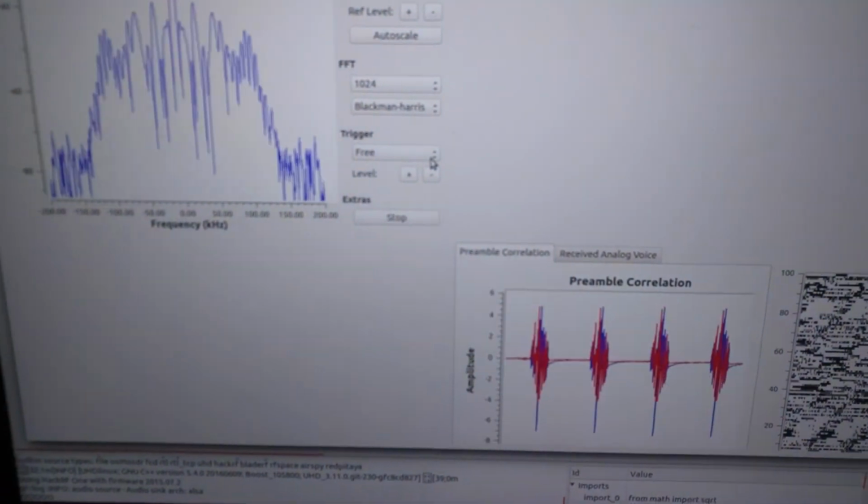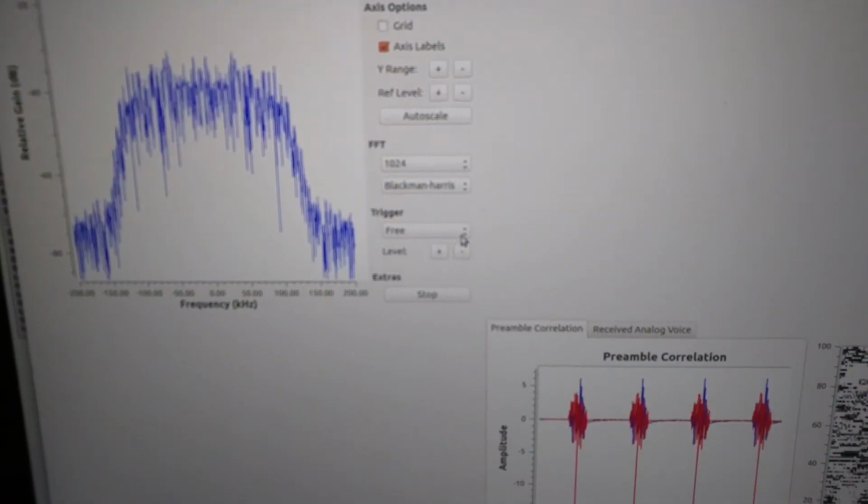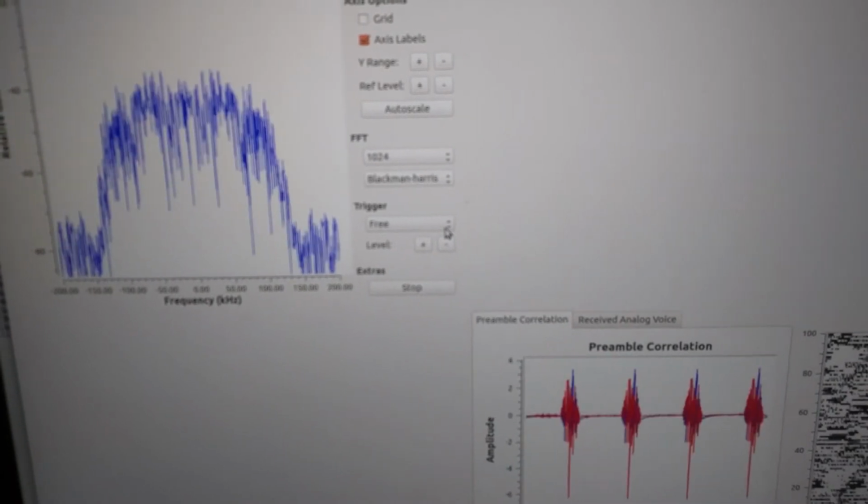See, we're now actually receiving a recognizable waveform. Yeah, this sort of looks like the thing that's on the spectrum analyzer.